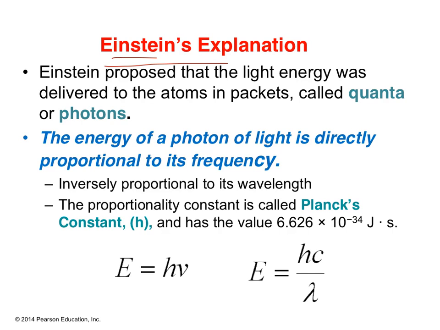Einstein explained that the light energy that's delivered is not in the form of a wave, but in the form of packets called quanta or photons. And the energy of the photon of light is directly proportional to the frequency, so it is inversely proportional to the wavelength.